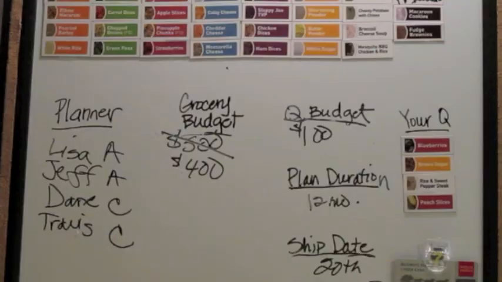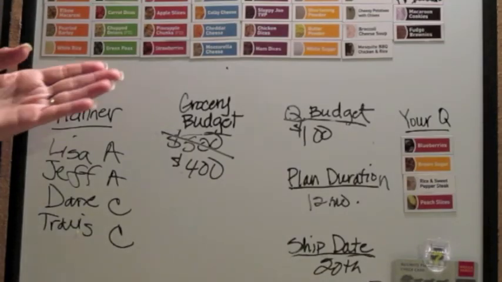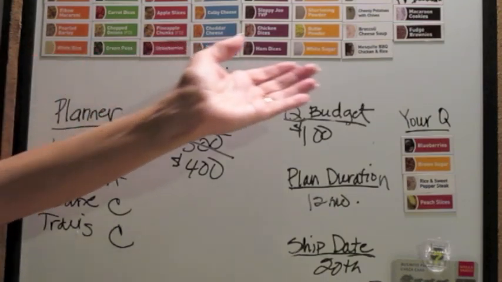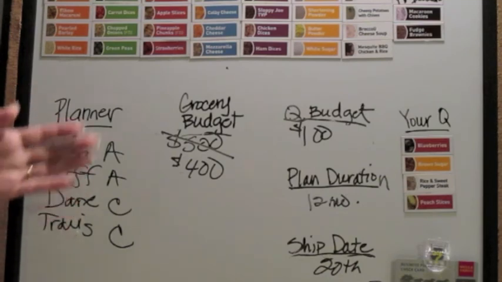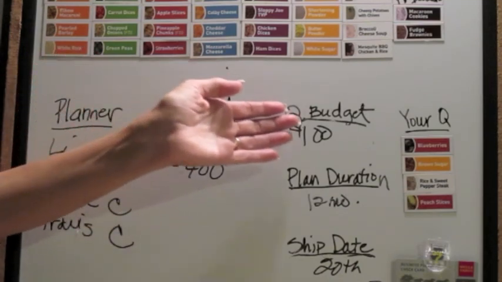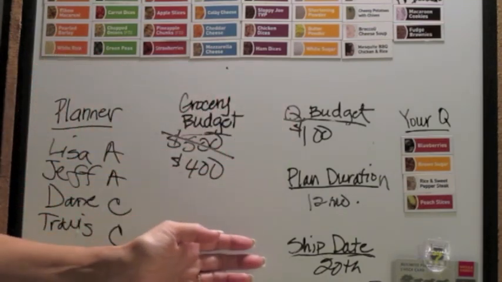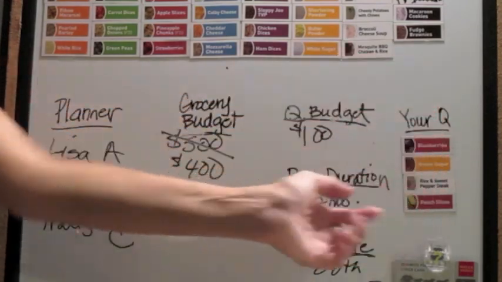Okay, so I just wanted to give you a close-up of the board. As you can see, you've got your different 8 categories at the top with the magnets, and then your planner, your grocery budget, your queue budget, your plan duration, your ship date, and finally your queue.